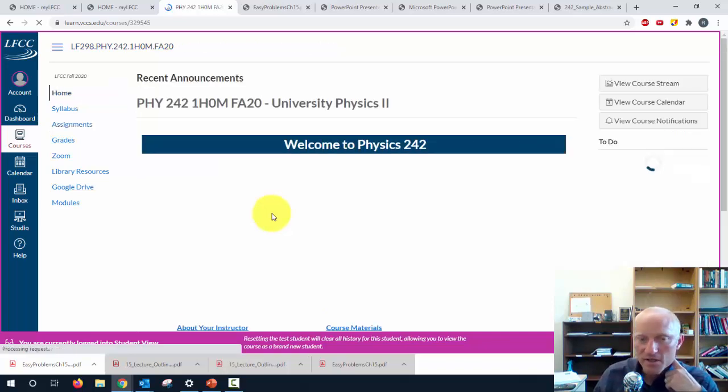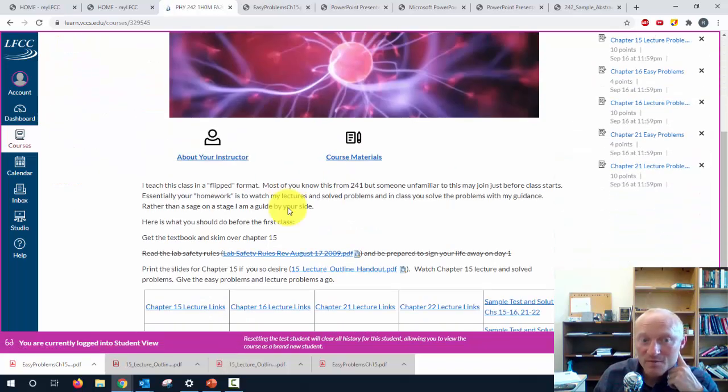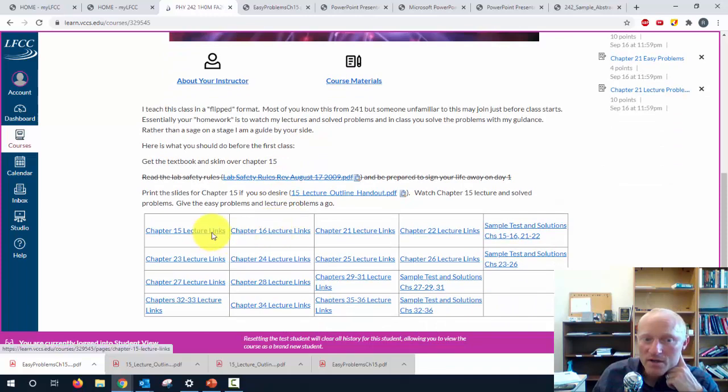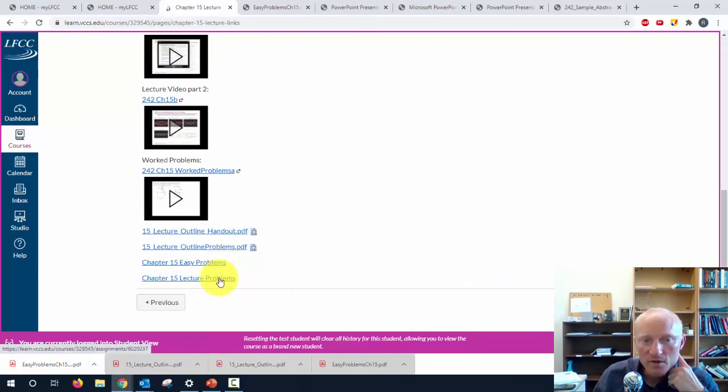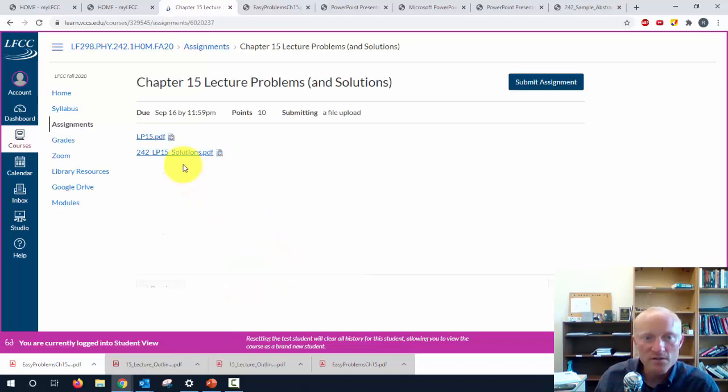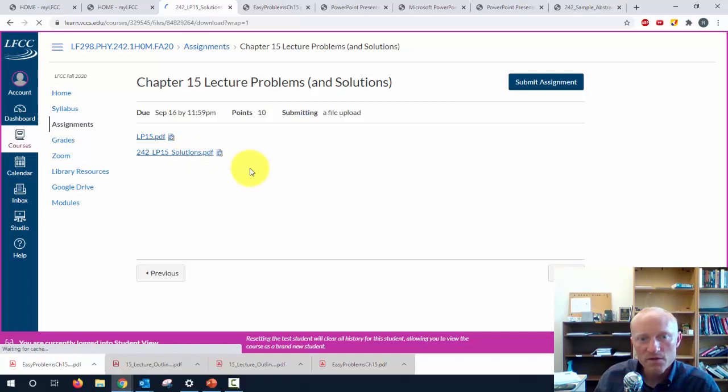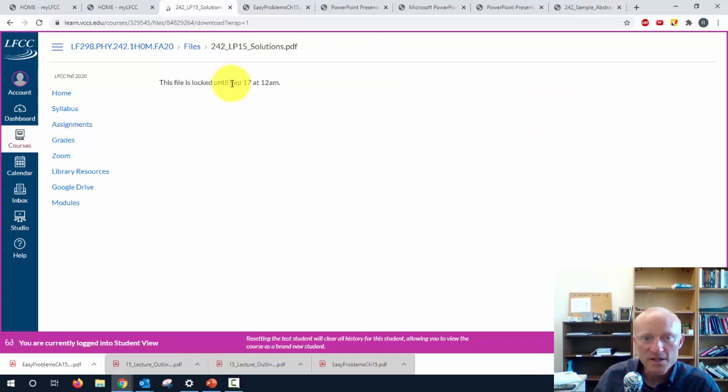I will not accept late assignments because, well, you will see my solutions at the end of the lecture problems. So if I were to click on the lecture problems here, I'm going to see the lecture problems as well as the solutions, which will become available after the due date. So this is locked until the actual due date.